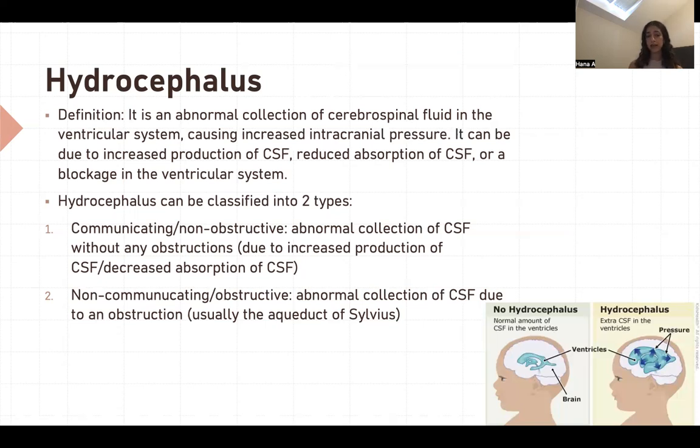And then the second type is non-communicating or obstructive hydrocephalus. So that means there's a physical obstruction of the pathway through the ventricles. This is usually in the aqueduct of Sylvius because it's a very narrow point. And that's it.